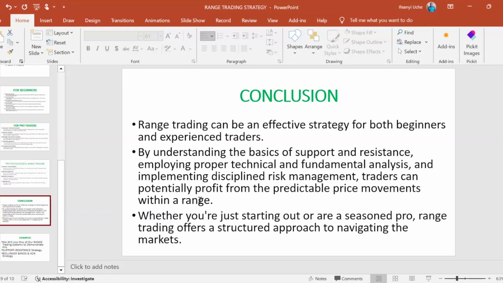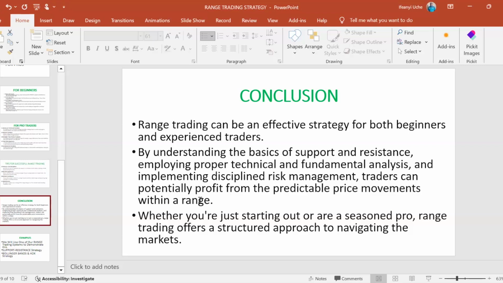In conclusion, range trading can be an effective strategy for both beginners and experienced traders. By understanding the basics of support and resistance, employing proper technical and fundamental analysis, and implementing disciplined risk management, traders can potentially profit from the predictable price movements within a range. So whether you are just starting out or are a seasoned trader, range trading offers a structured approach to navigating the market.